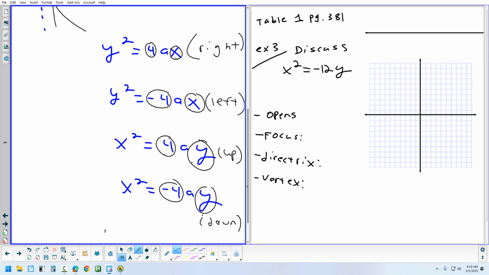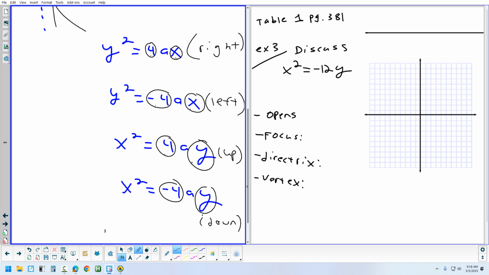Now, all those equations, none of them are shifting the parabola. Origin, origin, origin, origin. They're all at the origin. Shifting it is very simple. But for now, we're just going to focus on keeping it at the origin. But now we know all the different ways that it could open. Okay, so let's look at this one.